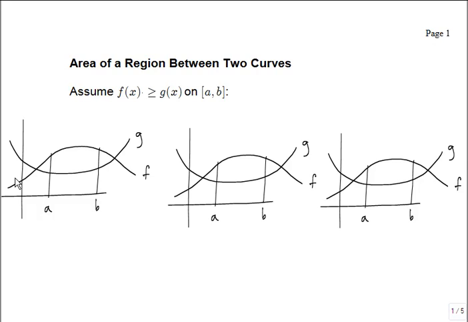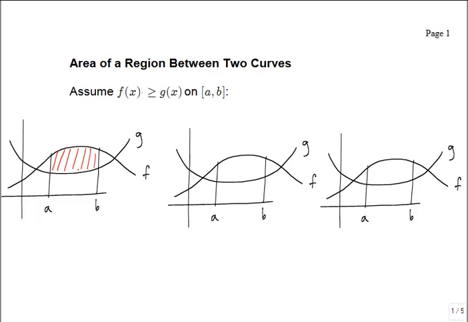So suppose that we have a function f, which we're going to assume is greater than or equal to a second function g of x. That means f of x lies higher up than the graph of g on an interval a to b. What we want to find is the area between these two curves. On the interval a to b, the function f is on top, the function g is on the bottom, and the area between them would be that shaded region right there.